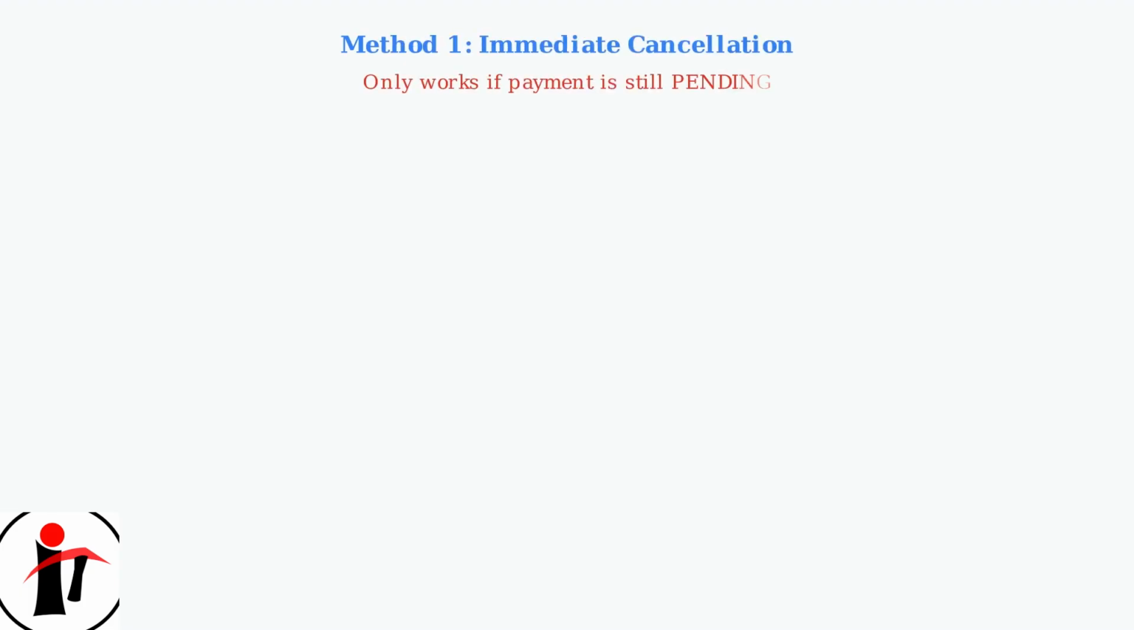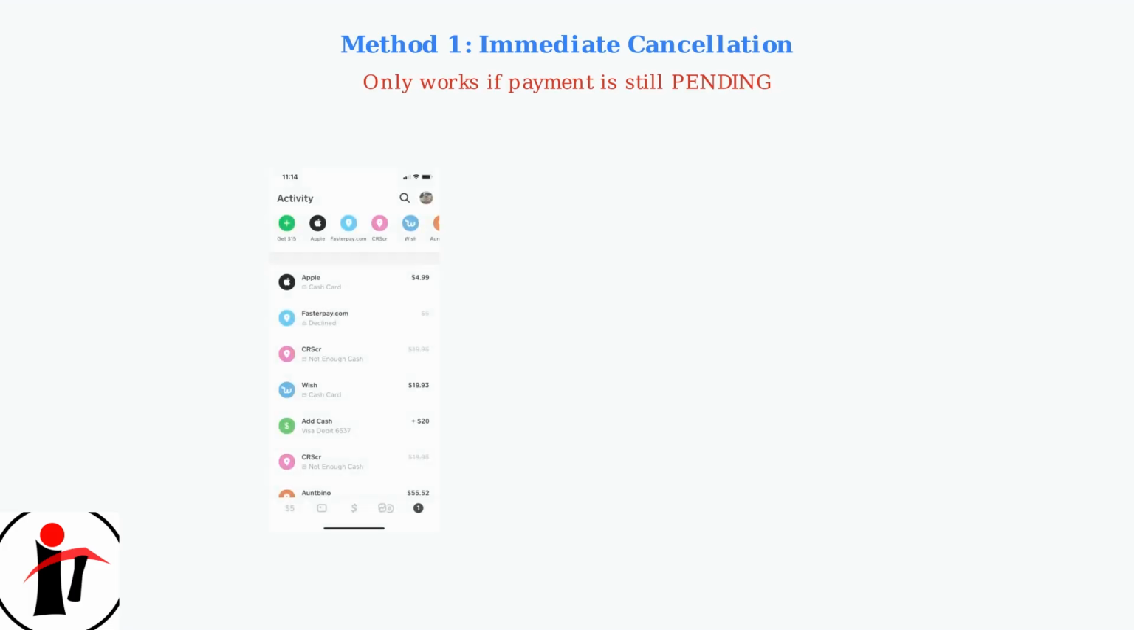Cash App offers a few methods for attempting to get a refund, but it's important to understand that success isn't guaranteed with any of these approaches. The first method is immediate cancellation. You can try to cancel a payment right after sending it, but this only works if the payment is still pending. To attempt cancellation, go to the Activity tab in your Cash App.